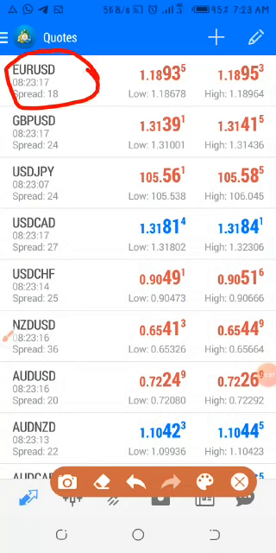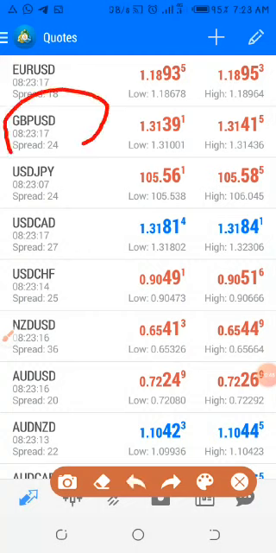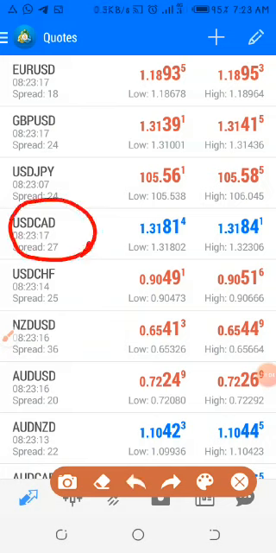Now this one here is EUR versus USD, which is Euro versus United States dollar. In case you see anything like that, you should know what it is. This one here is GBP versus USD, Great Britain pounds versus United States dollar. So that's how it is. This here is United States dollar versus Canadian dollar, and so on and so forth.